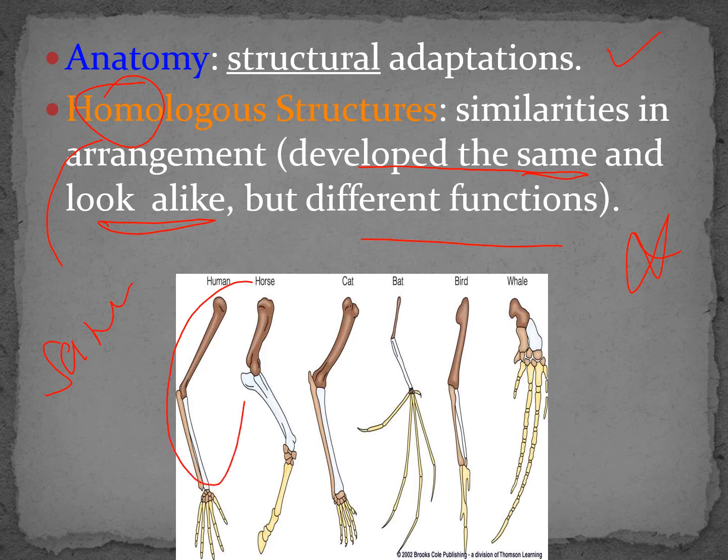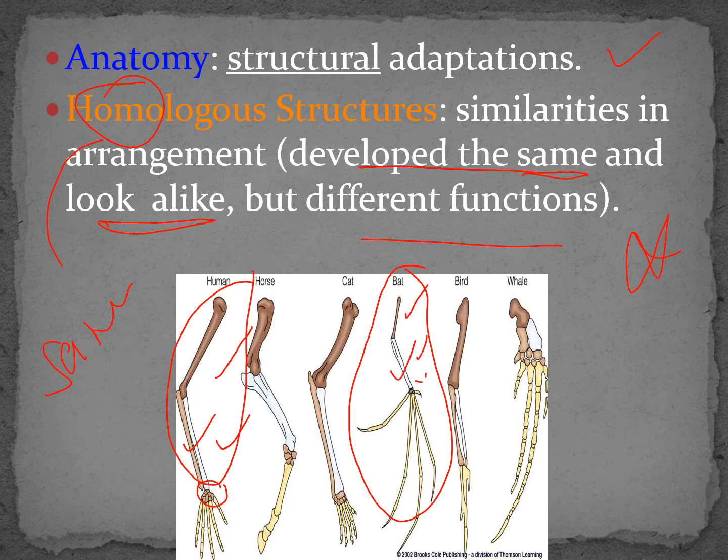Like look at our arm. It's the same bones. We have the humerus, we have the ulna, and we have the radius. Okay? And then we have the metacarpals and the carpals. You look at a bat. He has the humerus, the radius, and the ulna. And he has these bones here again, the carpals, and then we have the phalanges, which is the metacarpals. It's the same bones.